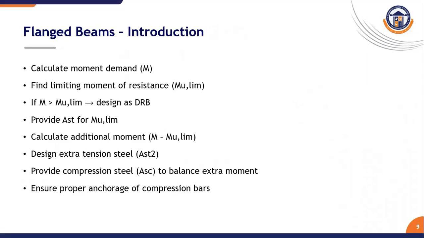Flanged beam introduction. Flanged beams are formed when the slab and beam are cast together. The slab becomes the flange and the beam the web. Examples are T beams and L beams. They make economical use of concrete and steel and they are widely used in floors and bridge decks. IS 456 specifies the effective flange width based on the span and support conditions.